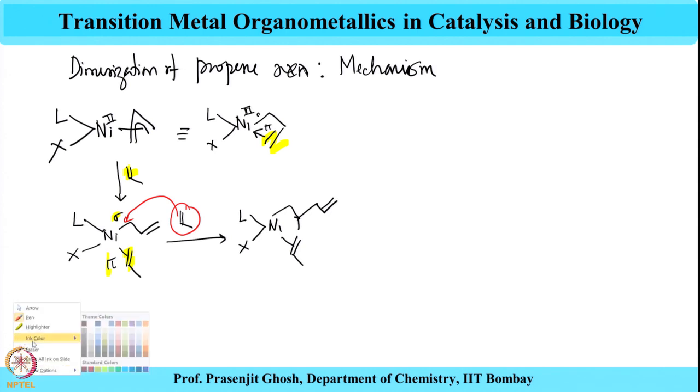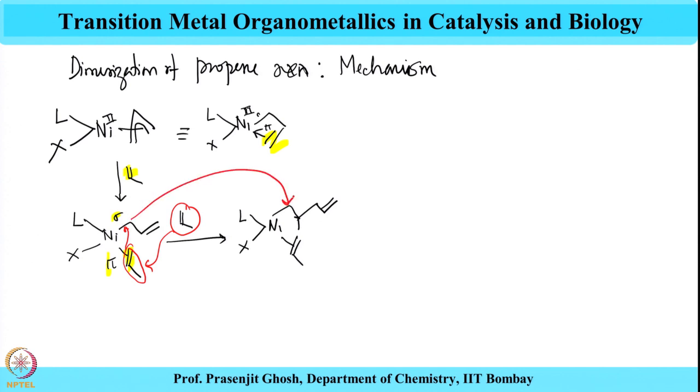Actually, to be more accurate, these undergo migratory insertion and this comes in coordinate, that is the more accurate representation, and this undergoes this to give this inserted complex, which then beta eliminates. This is alpha and beta, and there is a hydrogen over here. Beta eliminates to give the corresponding alkene, branched hexene, as is shown over here.